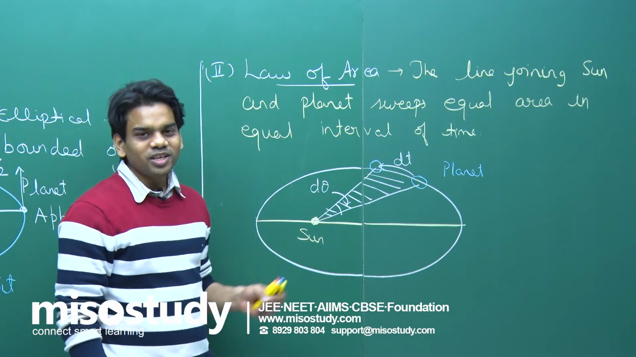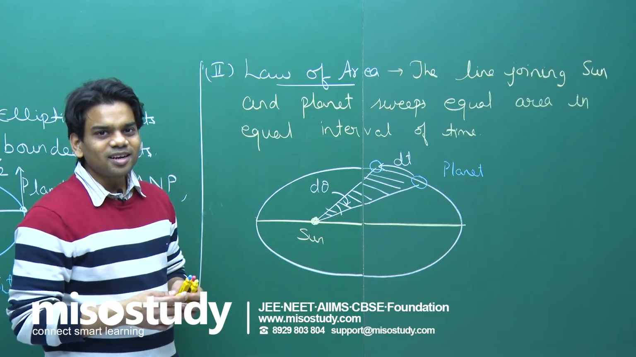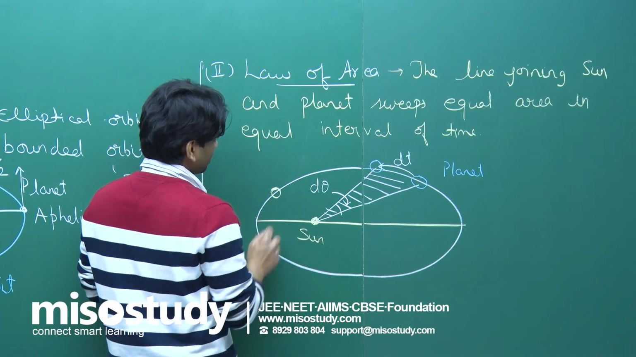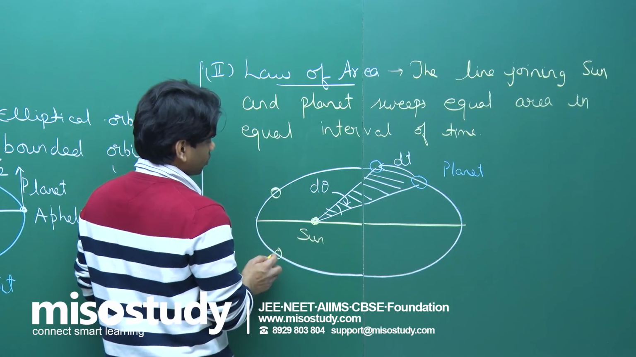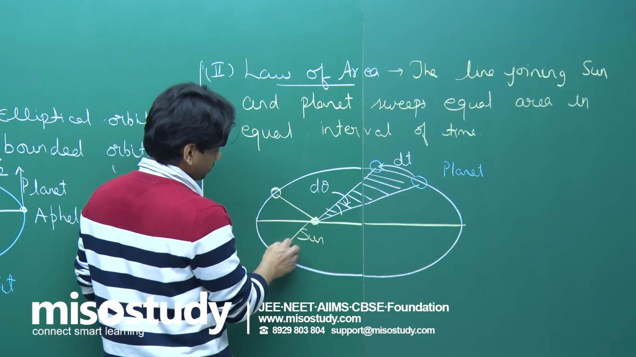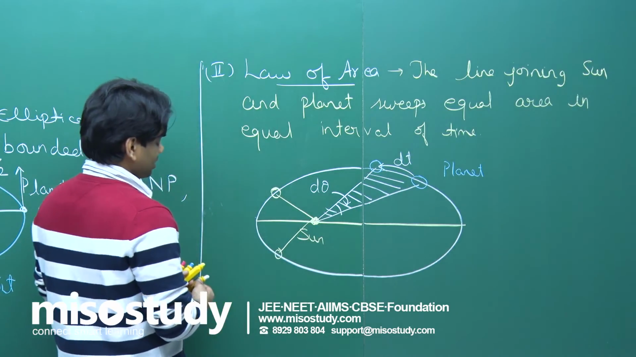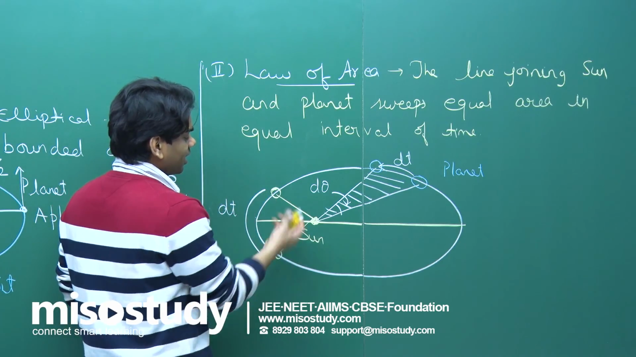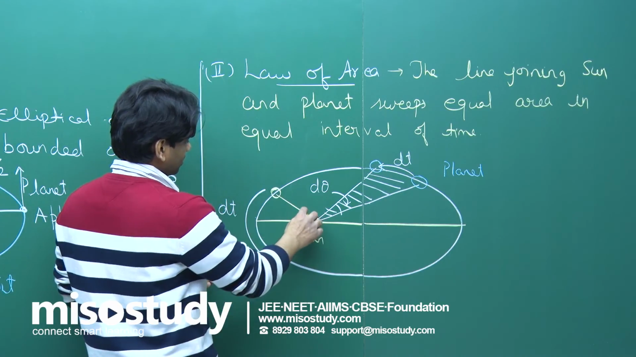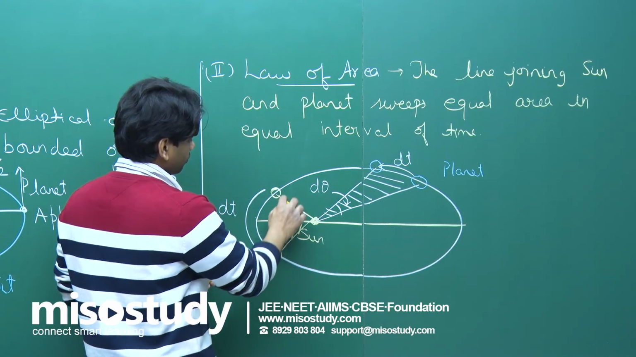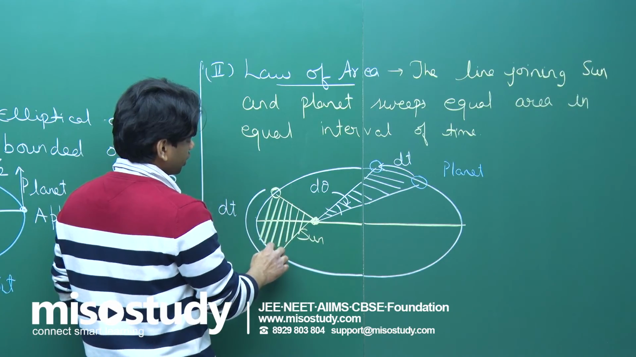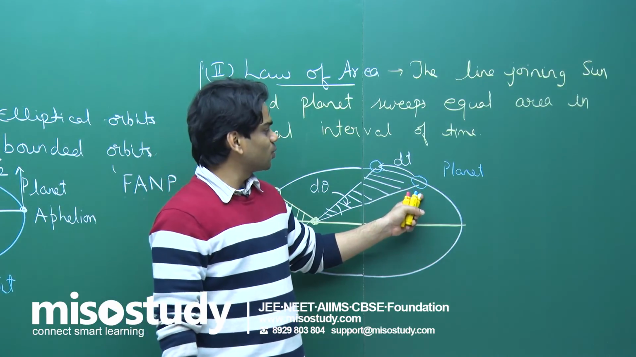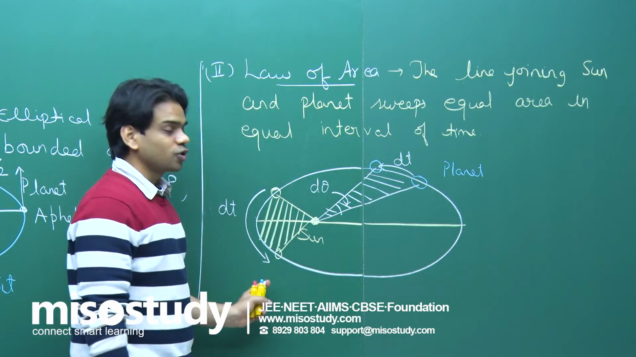Now in the same time dt, if I take the planet's another location, suppose the planet was here, and in the same time dt it reached here. If I connect these two positions, see what I'm going to obtain. In the same time dt, this time it has covered this much distance, and the area that it has swept will be this, shown with the shaded region. In the first case, the planet has moved from this position to this position. In the second case, it has moved from this position to this position.